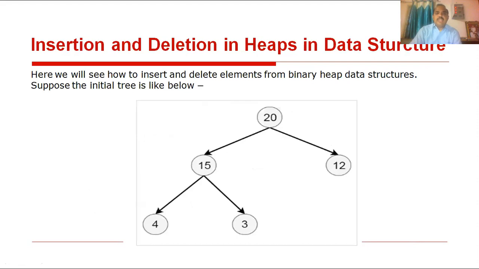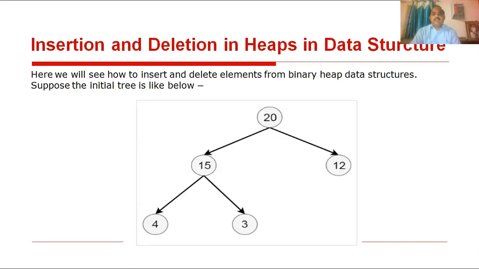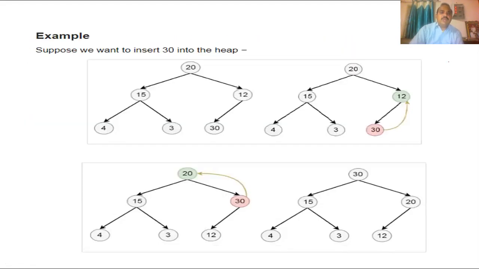So, insertion and deletion in heaps in data structures. It is the same as a simple binary tree, with a little bit of difference. Here, if it is greater than the root node, then simply check the remaining right subtree. Okay, this is an algorithm. So how to insert an element into the max heap?